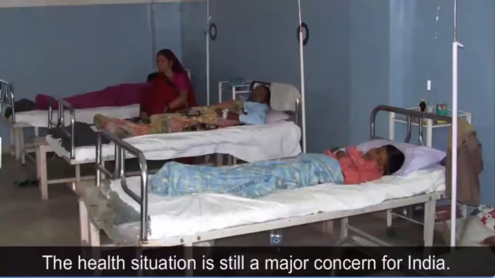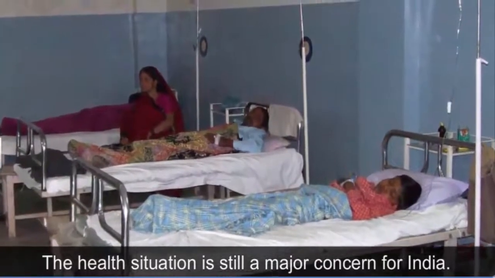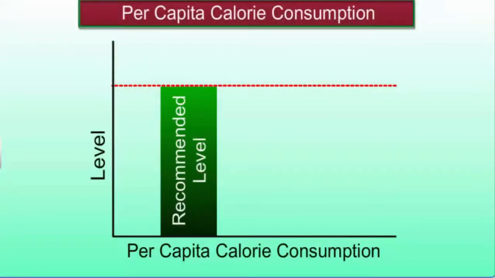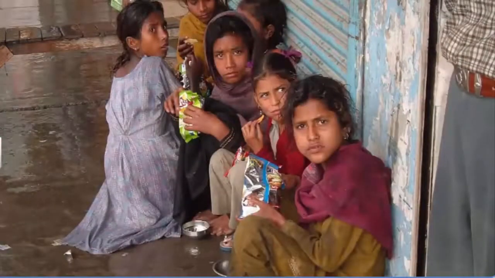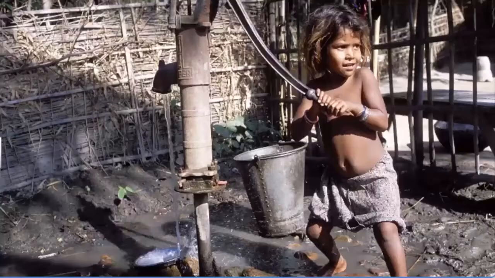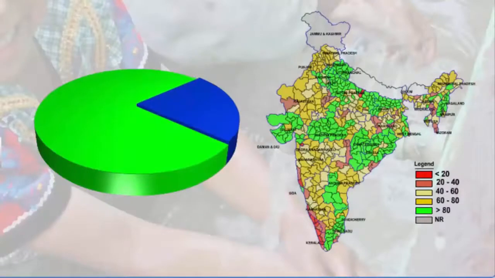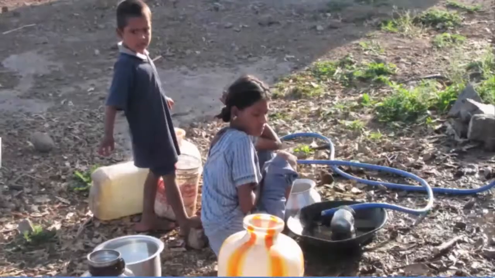Despite marked improvements, the health situation is a matter of major concern for India. The per capita calorie consumption is much below the recommended levels. As a result, malnutrition afflicts a large percentage of our population. Safe drinking water and basic sanitation amenities are available to only 1/3 of the rural population. These problems need to be tackled through an appropriate population policy.